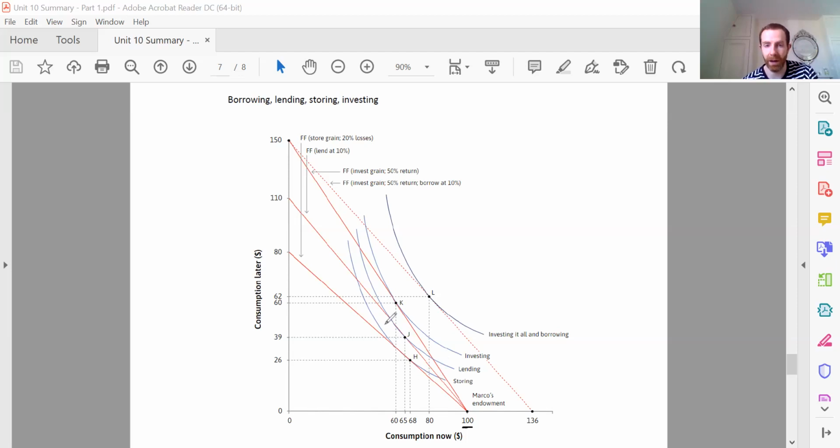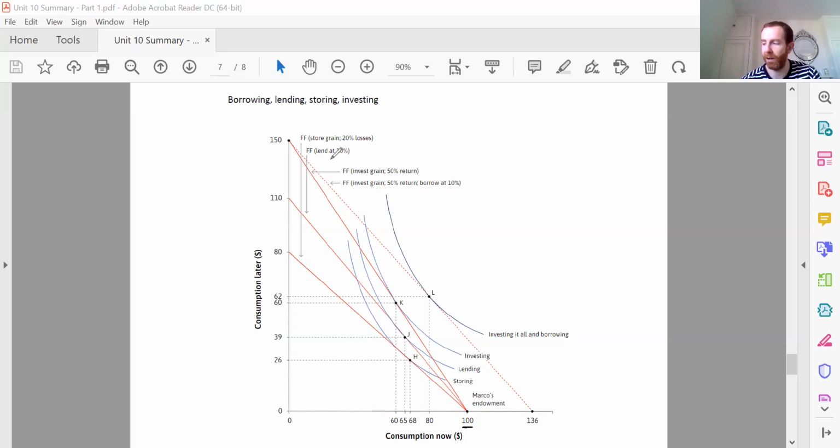And you can actually see that from the fact that there are 4 different feasible frontiers drawn on this graph for Marco. So let's walk through the different things that Marco has open to him as a result of having his endowment right now. Well, the first one, this shallowest feasible frontier, is where the only thing that Marco can do with his endowment, which is coming in the form of grain, is store it.